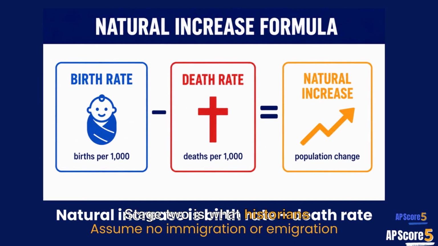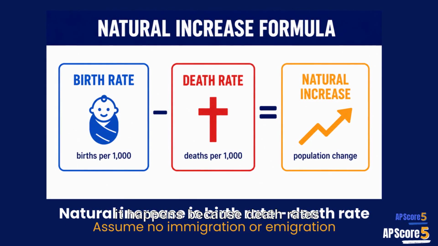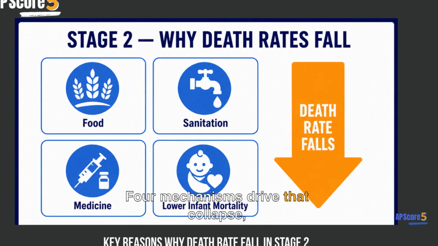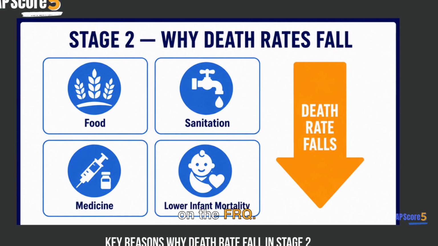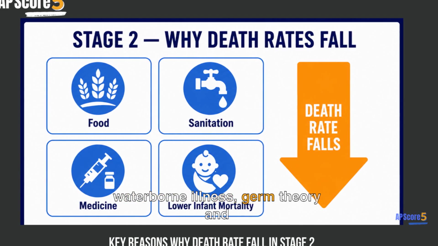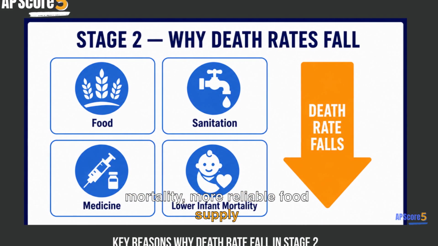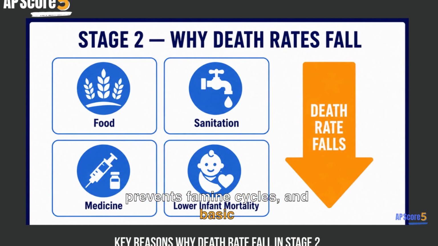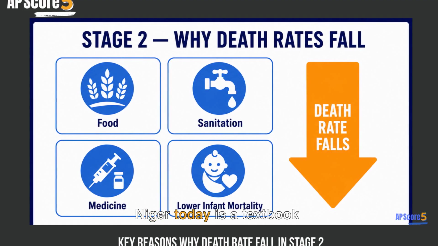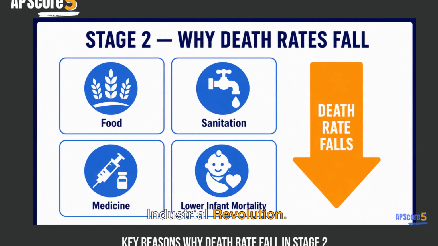Stage 2 is what historians call the population explosion, and it happens because death rates collapse while birth rates stay high. 4 mechanisms drive that collapse, and you should name them on the FRQ. Clean water and sanitation cut waterborne illness, germ theory and vaccines reduce infant and child mortality. More reliable food supply prevents famine cycles, and basic medical care saves lives that would have been lost decades earlier. Niger today is a textbook example, and Europe lived through the same transition during the Industrial Revolution.